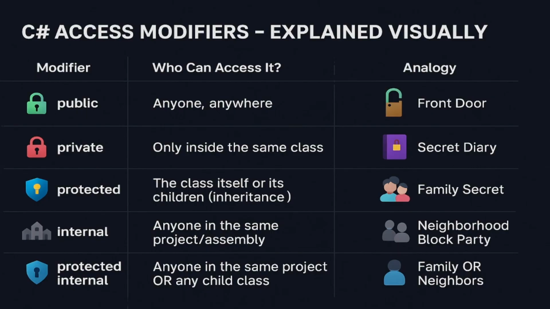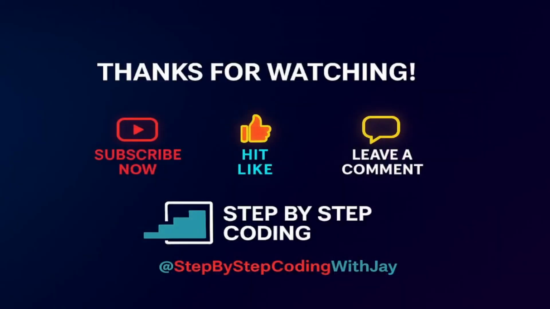Protected, it is accessible within the class or derived class. If the derived class exists within another assembly, you should be able to access it. Internal, within that assembly only. Okay, protected internal, within that assembly or through the child class. So that's the sum up of today's episode.